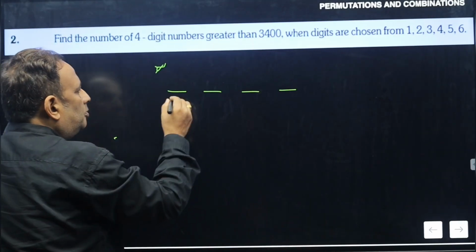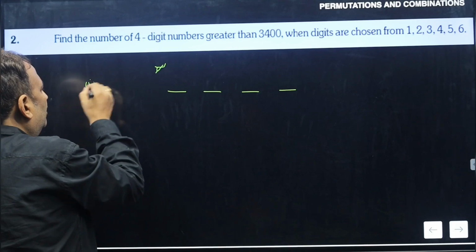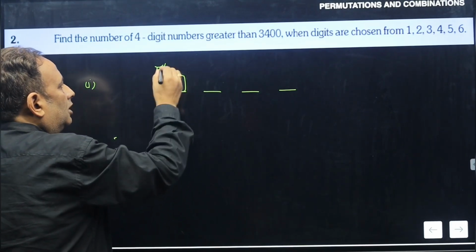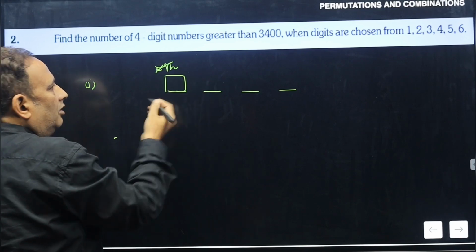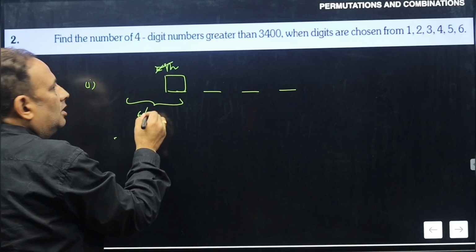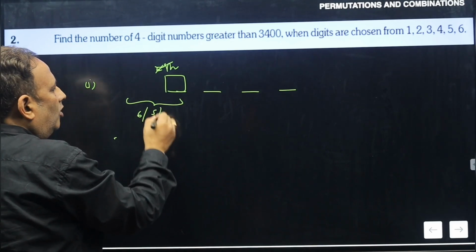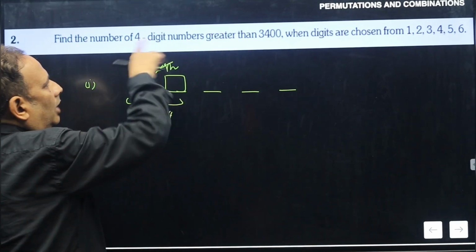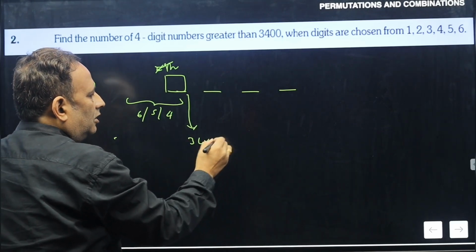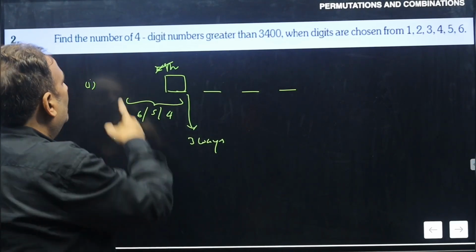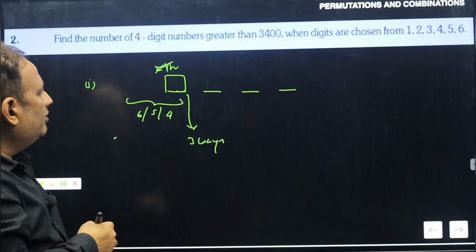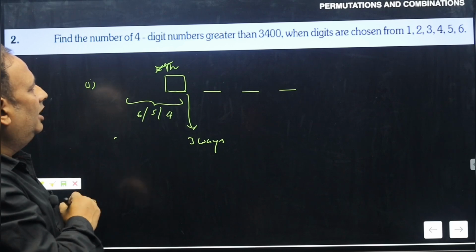So on this first position, in the first part of the problem, in this thousands position, what numbers can we fit over here? Here we can put either 6 or 5 or 4, not less than 3, right? So this place can be filled in three ways. Using these digits 1, 2, 3, 4, 5, 6, we can fill this place in 3 ways.